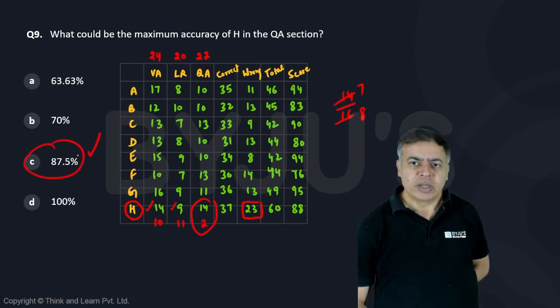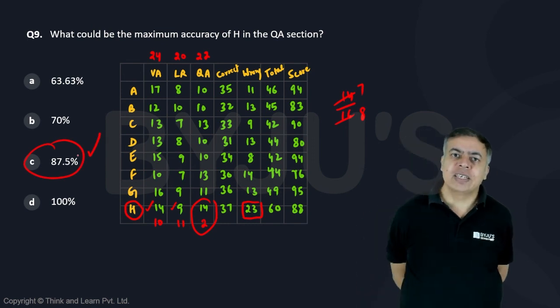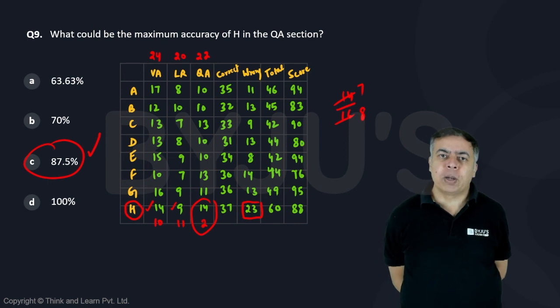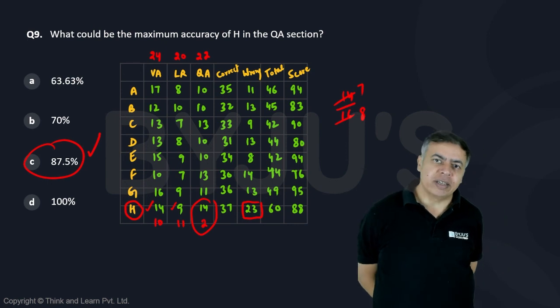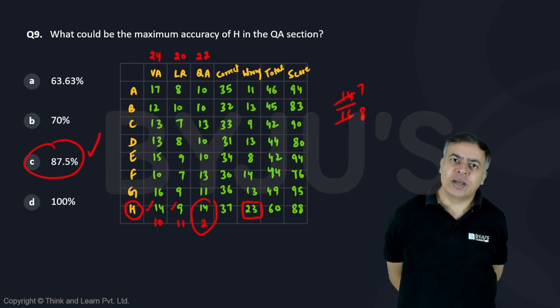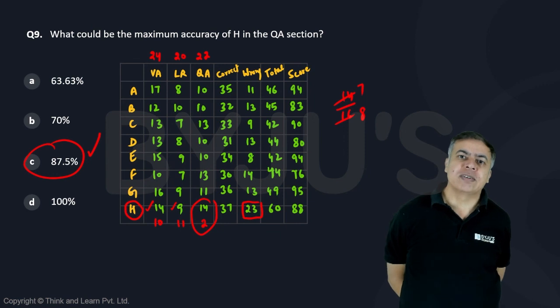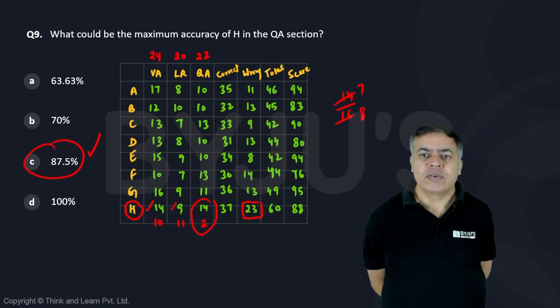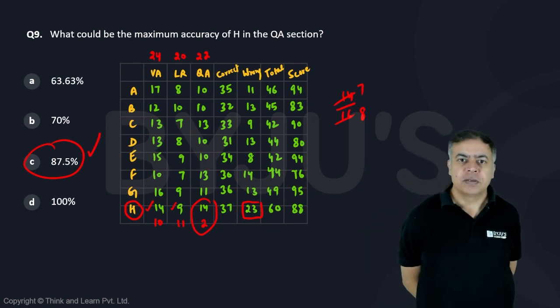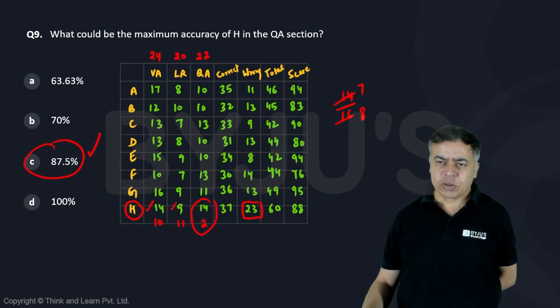That is 7 out of 8, and 7 out of 8 you know is 87.5%. You can solve 700 by 8. Otherwise, if you know 1 by 8 is 12.5%, 3 by 8 is 37.5%, 5 by 8 is 62.5%, and 7 by 8 is 87.5%. Okay, this was a good question.